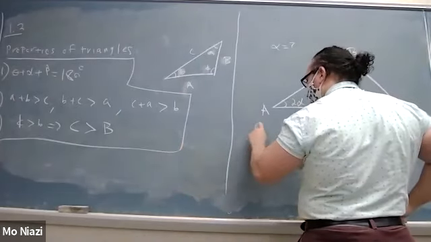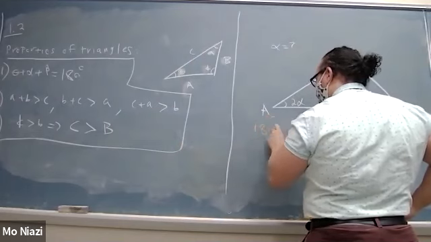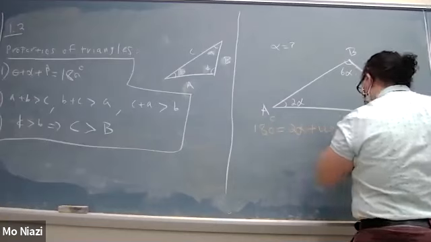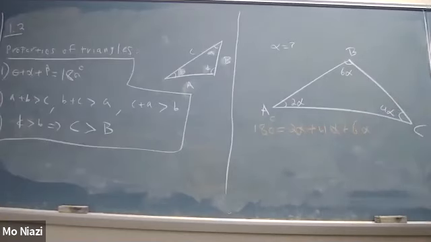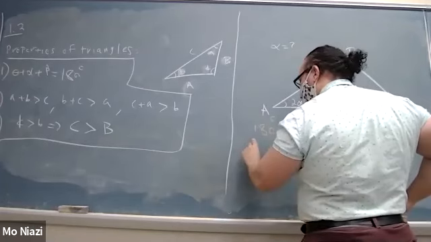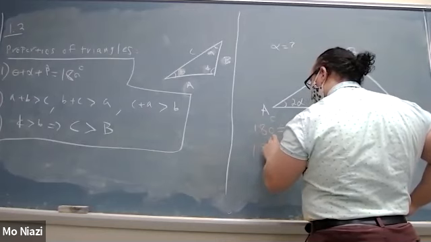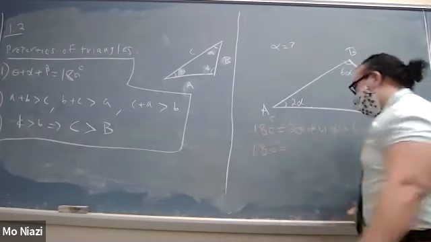Property number 1 would suggest that 180 degrees will be equivalent to adding 2 alpha, 4 alpha, and 6 alpha. Would it not? But this doesn't help us find alpha. We don't know alpha directly from this. But what do we know?